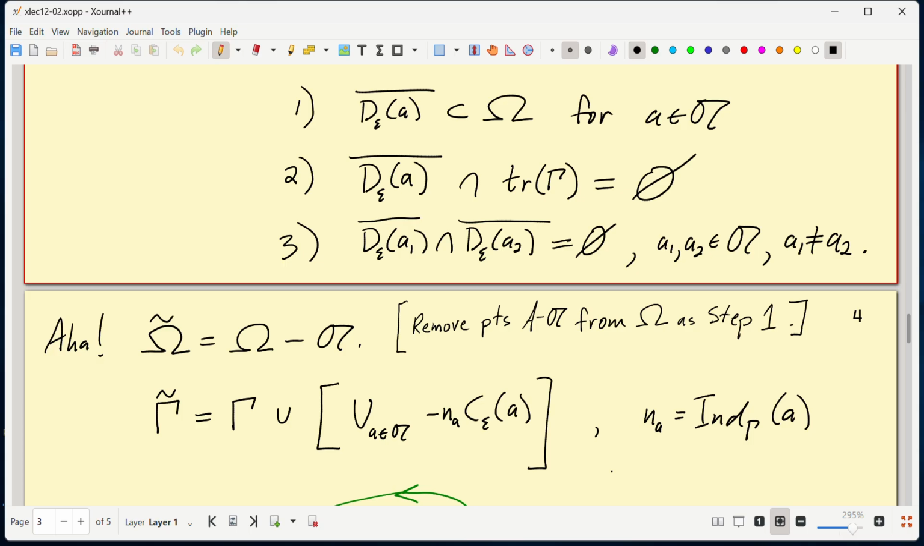I actually should have said that I was punching out all the points in the discrete set. The ones where the index is 0, we don't really care about, but I need to punch them out. So step 1 should be to remove all of the points in the discrete set. And so we only have to worry about the ones where the index is not 0.